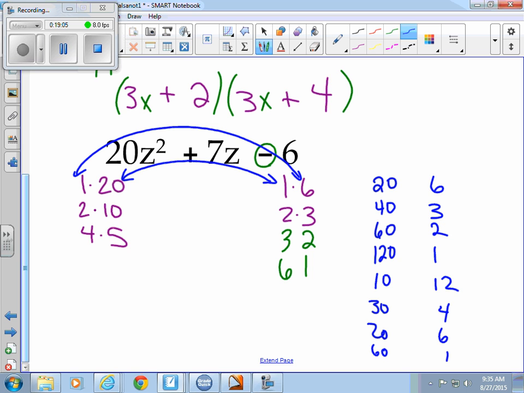4 and 5. 5 and 24. Does 5 and 24 subtract to 7? 10 and 12. 15 and 8. Yes. 3 times 5 is 15. 2 times 4 is 8. That one worked. Took me a long time to get there on this one. Now this one was a harder one anyway because 20 had a lot of factors. A lot of them will only have a couple of sets of factors. It was a little longer.